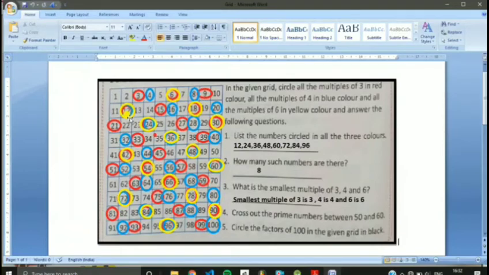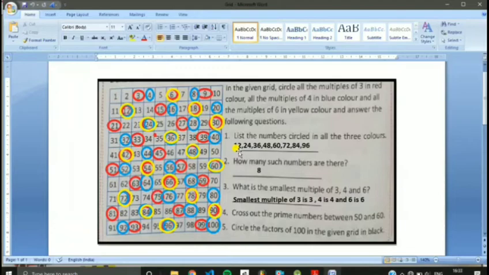12 is the first number which is in red, which is in blue, which is in yellow. So write your first number. Now after writing 12, you can recall the table of 12, multiples of 12, and define it. All the multiples of 12 you will find are in three colors. Three colors ring will be there, three colors circle you will find in all the multiples of 12.